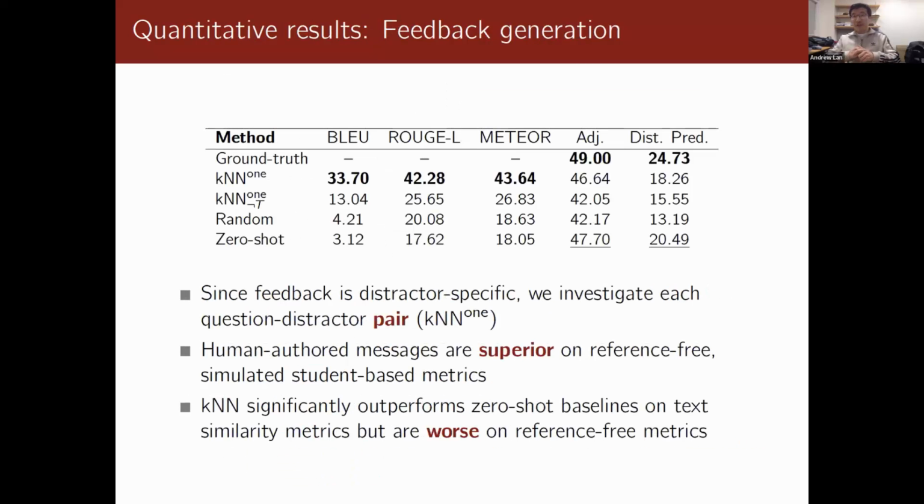So for feedback generation, for all these qualitative examples, we have the paper on arXiv, so feel free to go and take a look if you're interested. For feedback generation, we found that the human written ground truth feedback messages do beat all of these other automated methods. So they are still superior in terms of quality. But again, although our proposed methods using k-nearest neighbors do very well in terms of these text similarity metrics, those are not that meaningful.